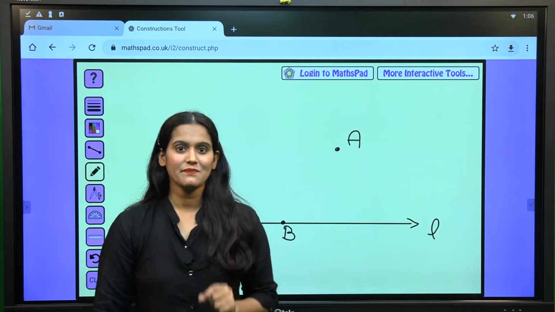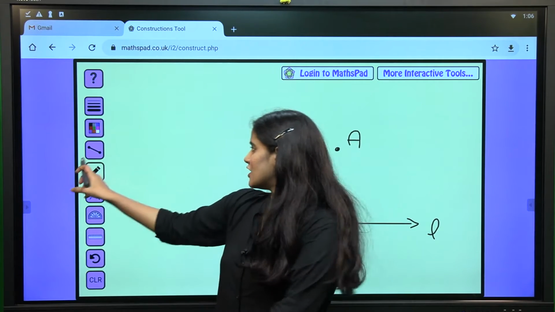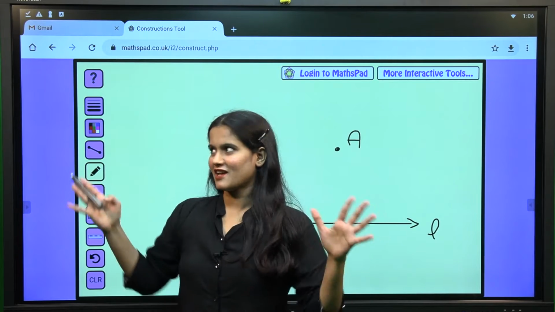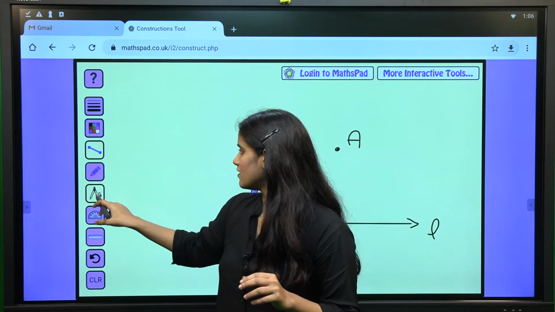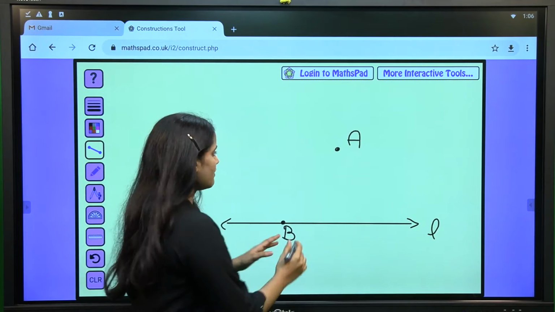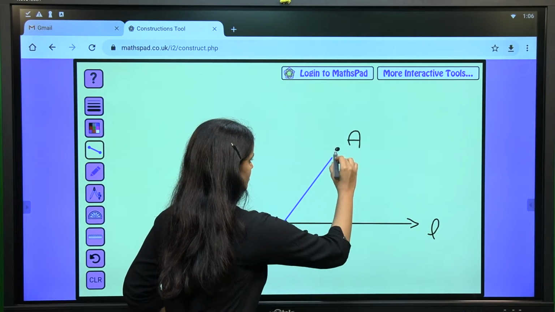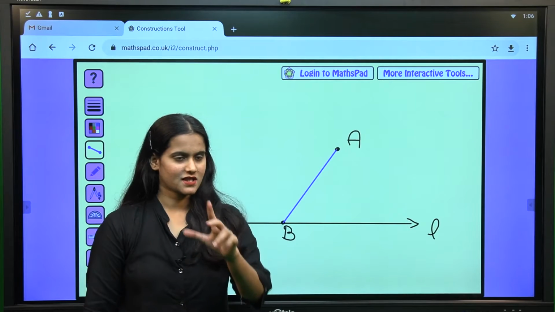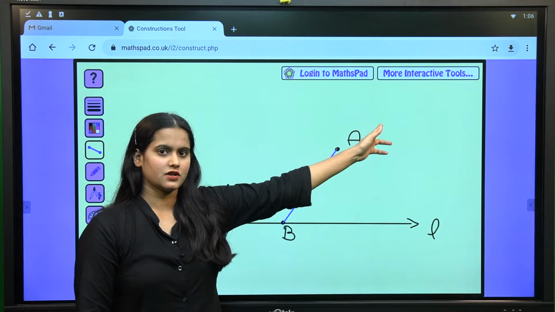Now the next step is joining these two points. Let's join it. Do you want black color? Let me take a different color. That will be very cute, right? Okay. Now I'm going to join point B with point A. So this is the next step. The first step is drawing a line, then marking two points and then joining these two points.